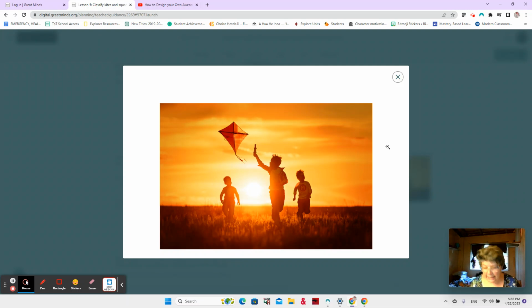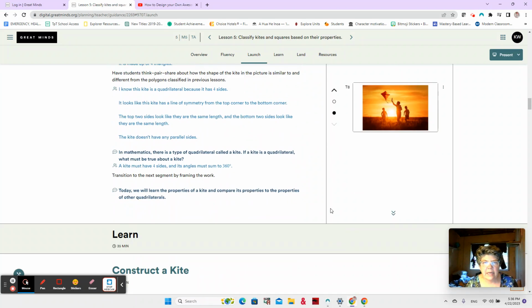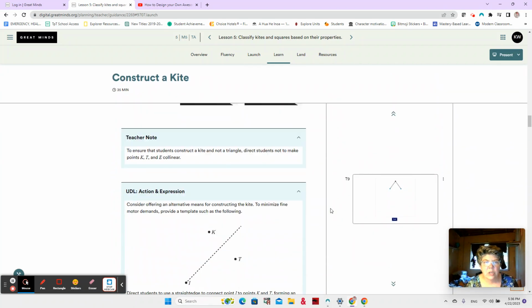And a kite has a line of symmetry through its diagonal. Each kite has at least one line of symmetry. Okay, so see if you can find the line of symmetry that will cut it into two exact equal parts. Okay, and I think I have one of those.